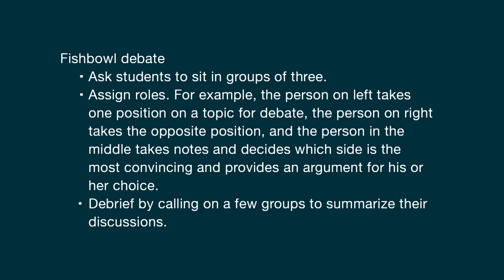Then we have the fishbowl debate. Here, ask students to sit in groups of 3. Assign roles for each student. For example, the person on the left takes one position on a topic for debate. The person on the right takes the opposite position, and the person in the middle takes notes and decides which side is the most convincing and which side provides an argument for his or her choice. Then debrief by calling on a few groups to summarize their discussions.